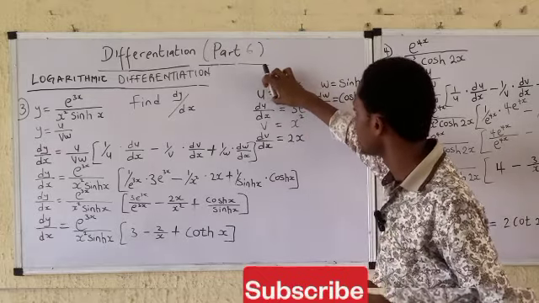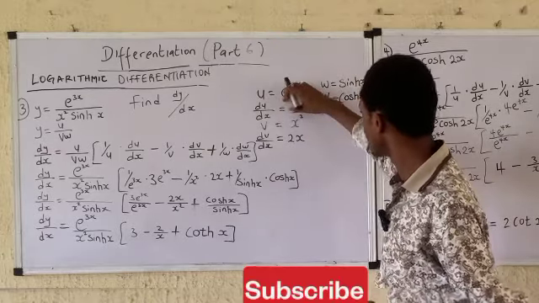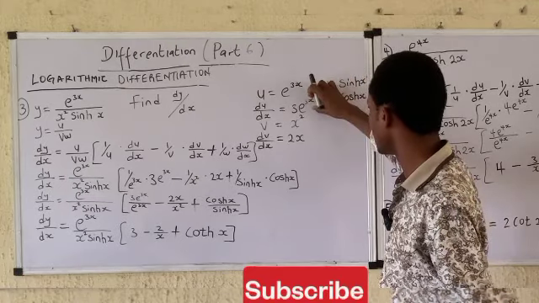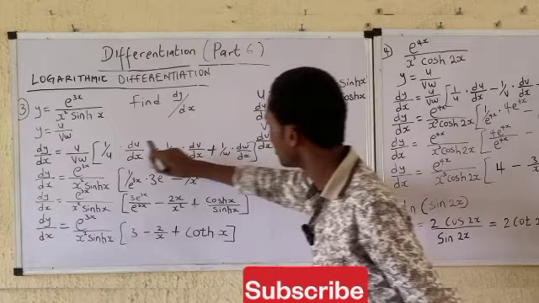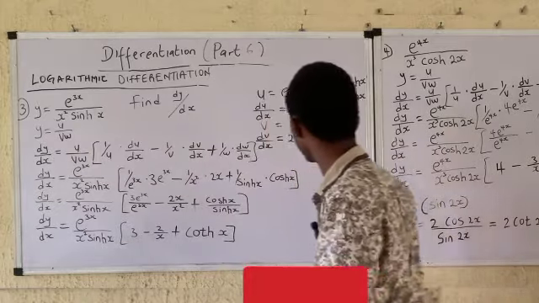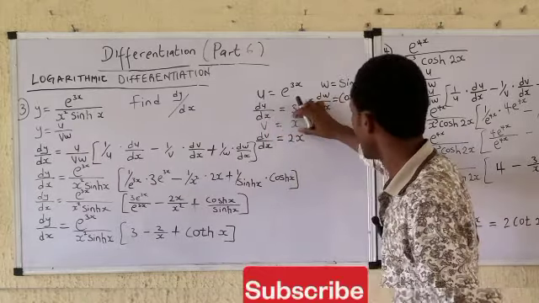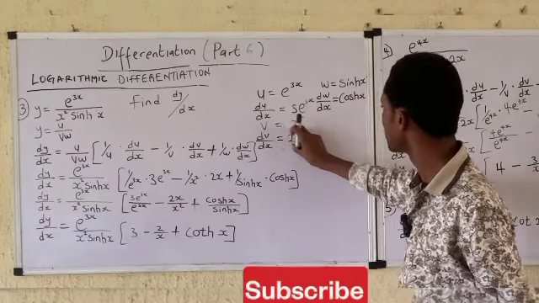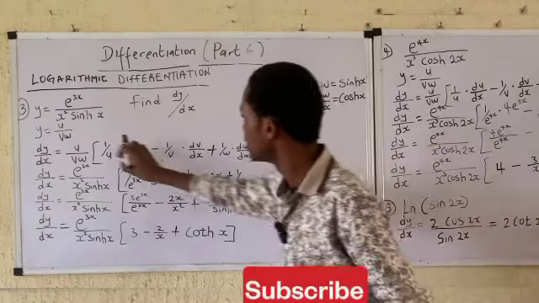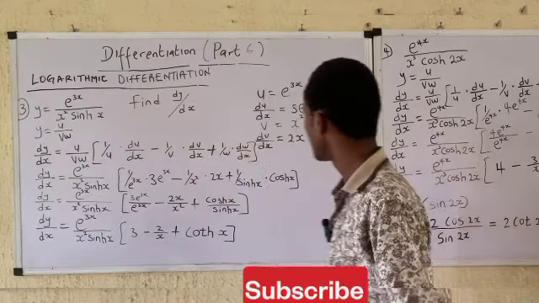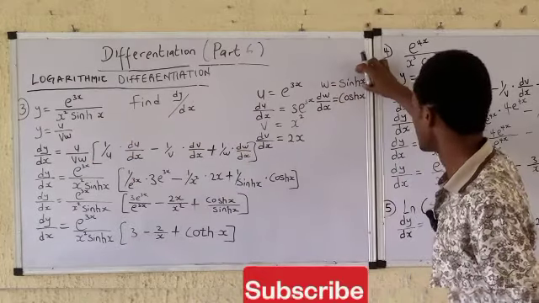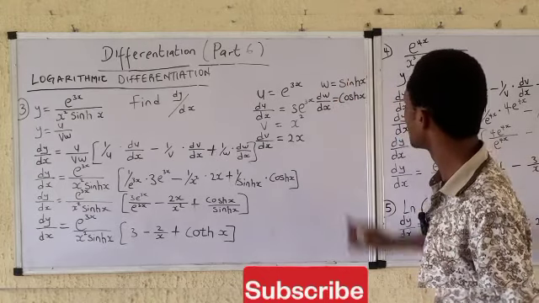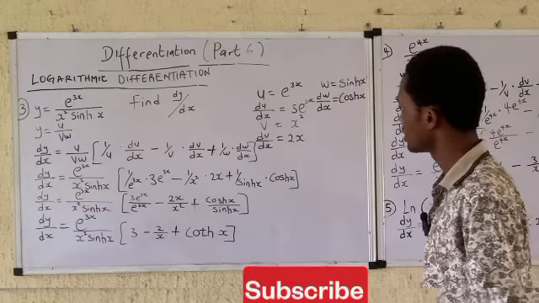Now differentiating u with respect to x, du/dx equals 3 exponential raised to the power of 3x. Now moving to v, which is our x raised to the second power, v equals x raised to the second power, dv/dx equals 2x. Now moving to w, the sin x, w equals sin x, dw/dx equals cos x. That is it for that.